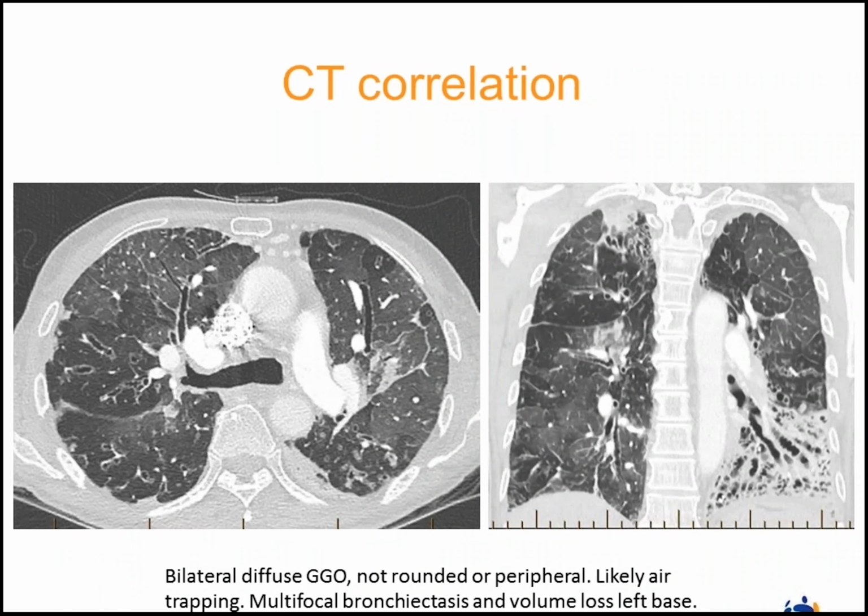So the CT for this patient, we can see with the swab result now pending that there is diffuse and bilateral ground glass opacity. It does not have a typical peripheral distribution or rounded morphology, and there is left lower lobe bronchiectasis, which is likely to be chronic with superimposed consolidation.